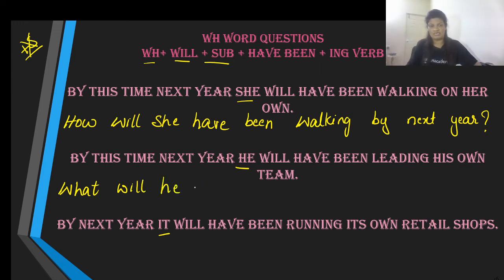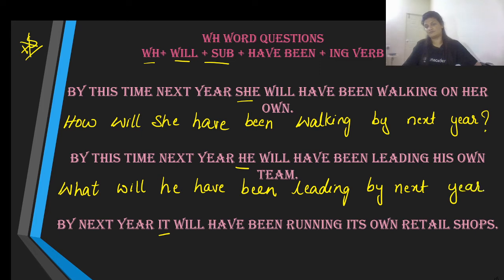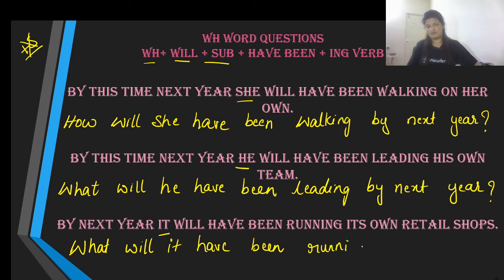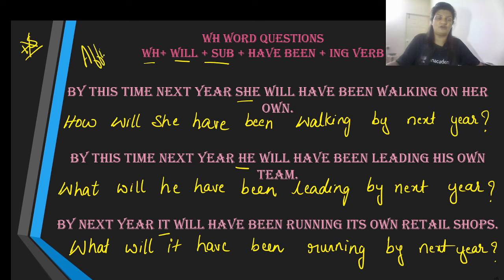With the subject he, let us take the WH word as what. And what will he have been leading by next year? He will have been leading his own team. Third one, let us again take the word what, and what will it have been running by next year? And there goes your question mark. So that is how you change the questions, and these are, let me remind, affirmative.